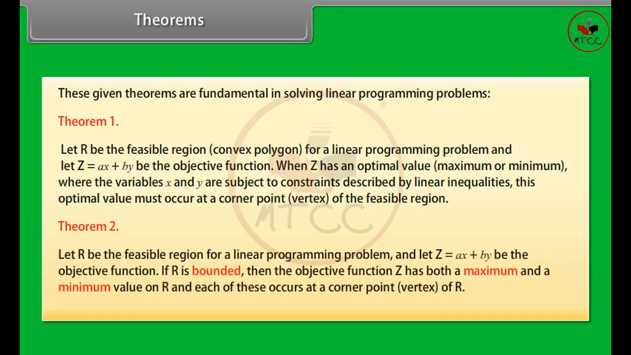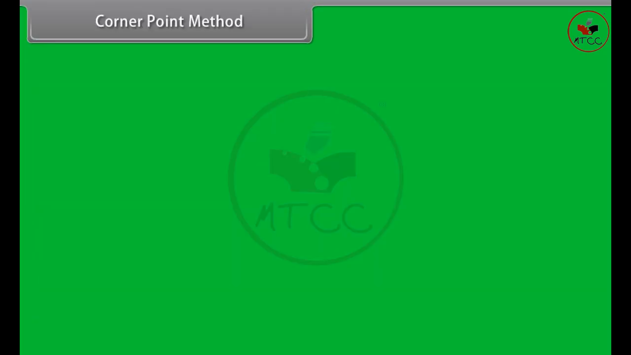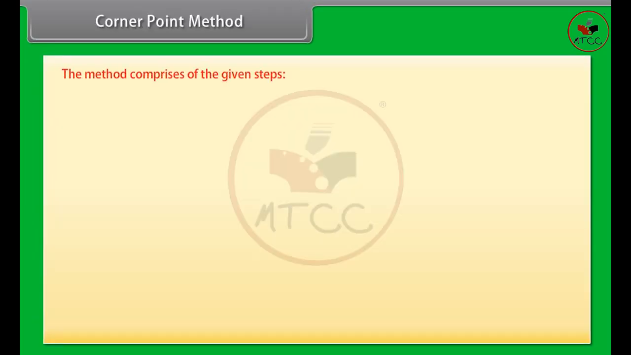Theorem 2. Let R be the feasible region for a linear programming problem and let Z equals ax plus by be the objective function. If R is bounded, then the objective function Z has both a maximum and a minimum value on R, and each of these occurs at a corner point (vertex) of R. Corner point method. The method comprises the given steps. 1.